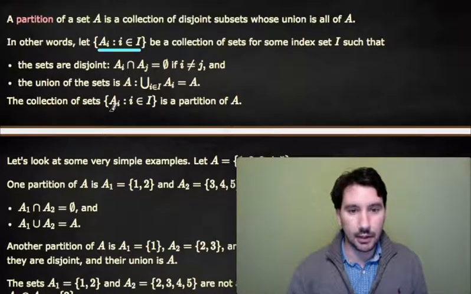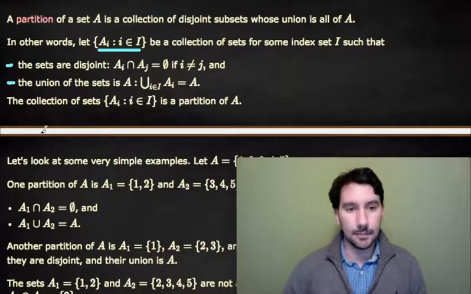The collection A_i such that i is in I, if it satisfies these two points, is a partition of the set A. That's the formal definition. A more informal way of thinking about it that we will look at below is that a partition is just a way to chop up a set into smaller sets.